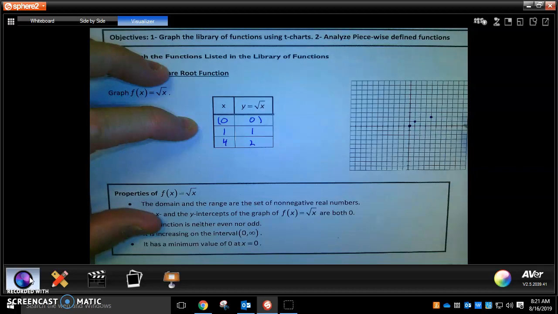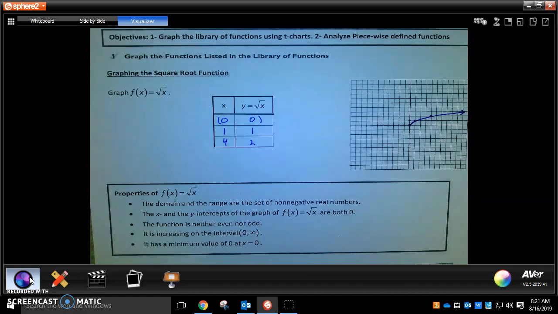And then you would have points like (9, 3) or (16, 4) that are going to go off the graph. So these 3 points we're going to use, and that's what the square root function looks like.